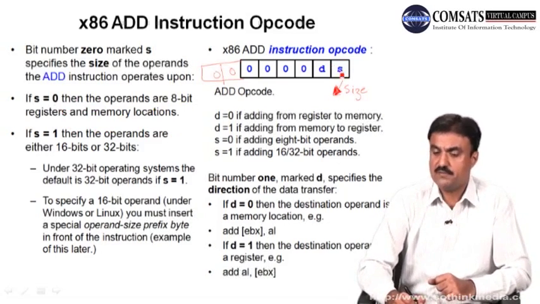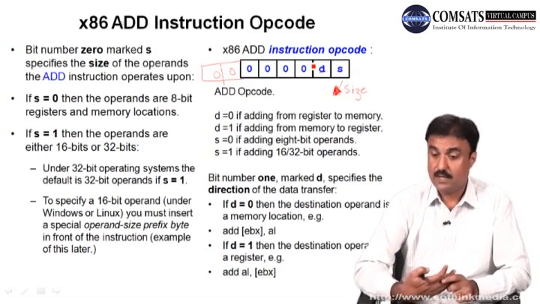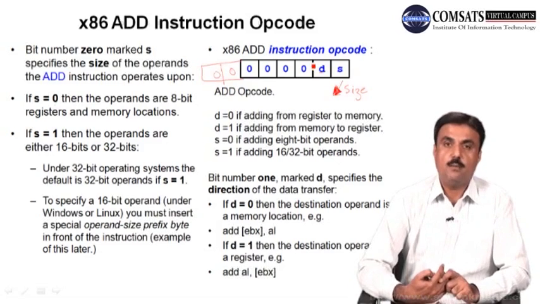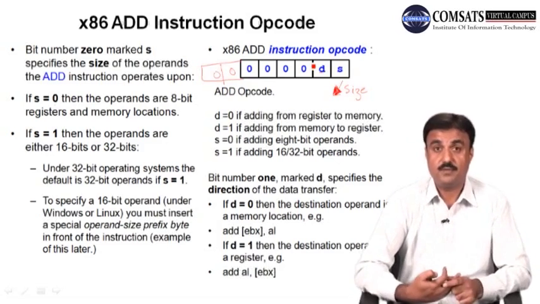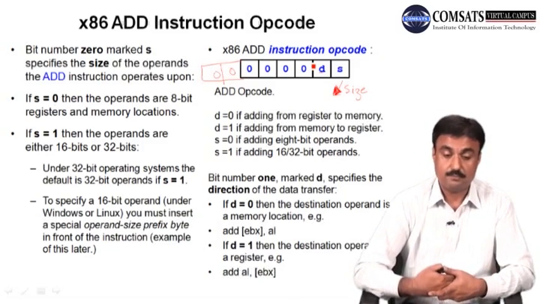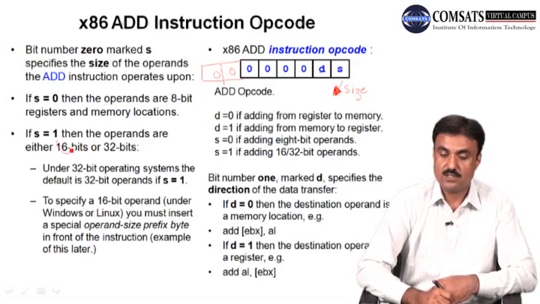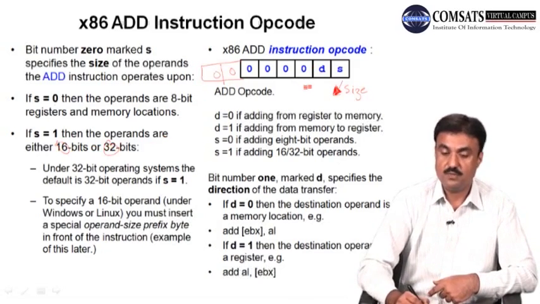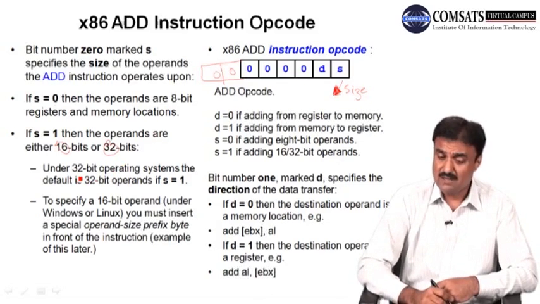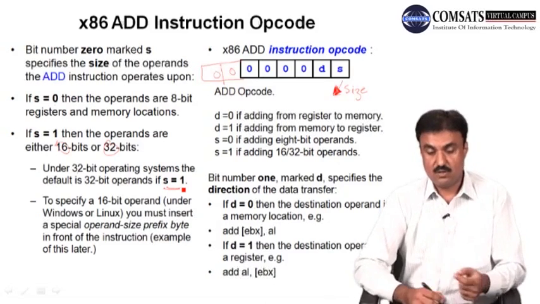So this specifies the size. Either we are using 8-bit or 16-bit, or 32-bit operands. These operands can be registers, these operands can be a memory location, or a combination and so on. If S is equal to 1, then the operands are either 16 bits or 32 bits. So in case of a 32-bit operating system, the default is 32-bit operands, so S should be equal to 1.